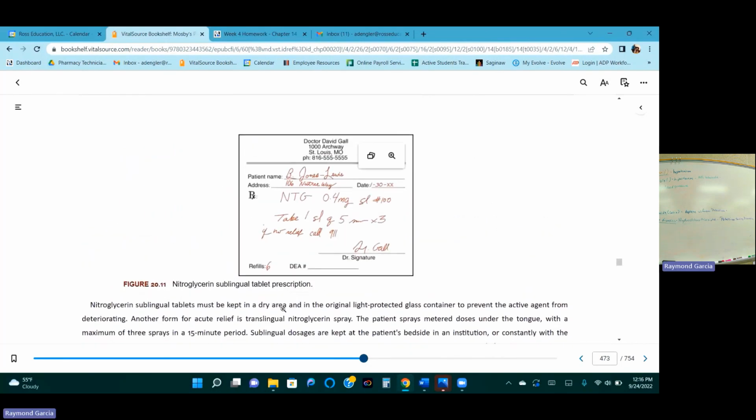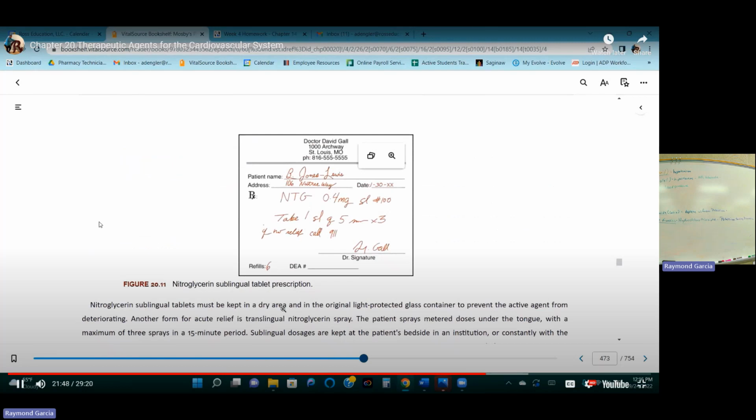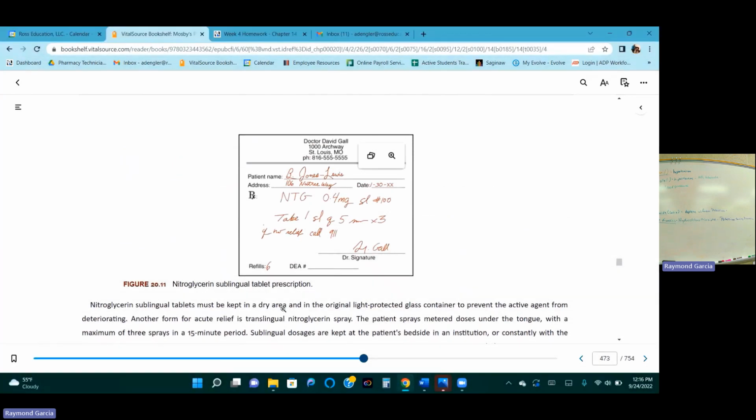You can see here's a prescription for nitroglycerin, 0.4 milligrams sublingual. They want them to take 1 tablet sublingually every 5 minutes times 3 doses. If no relief, call 911.